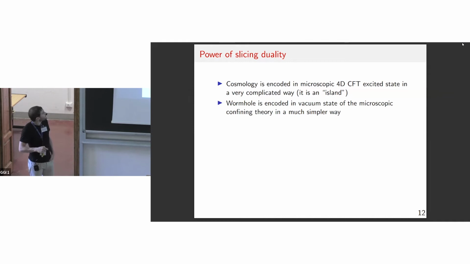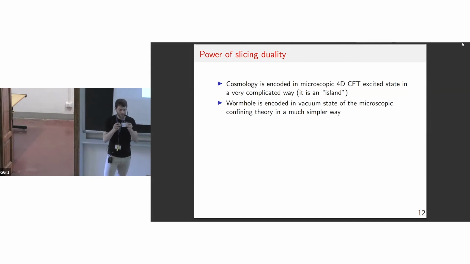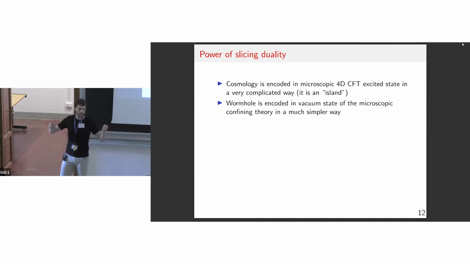And then the wormhole case, on the other hand, is much simpler. The reason why it's simpler is because you just have a traversable wormhole with two asymptotic boundaries, and that's where the dual theory lives. So you can just use the normal AdS/CFT dictionary, the extrapolate dictionary, to probe your wormhole from the microscopic dual theory.